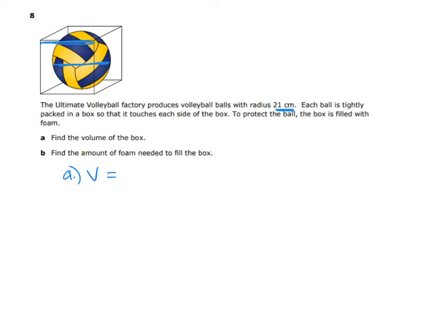So to find the volume, I'm just going to take 42 and cube that, and that's going to give me 74,088. This is volume, so it's going to be cubic centimeters. That's an exact answer, so you didn't have to worry about significant figures on that one.